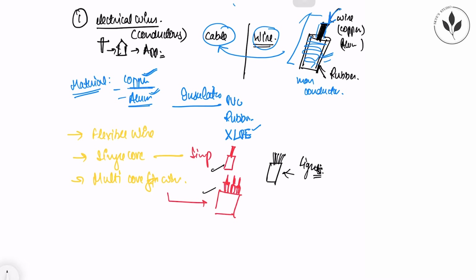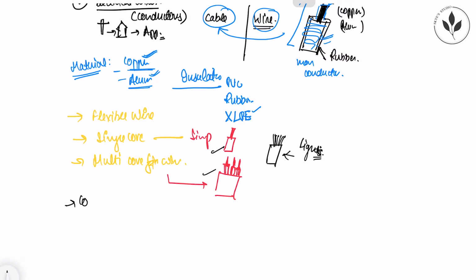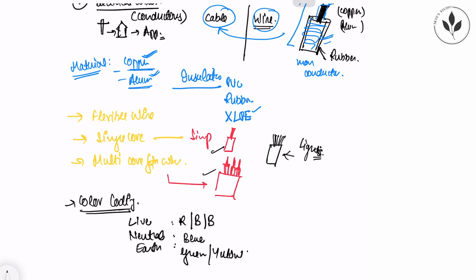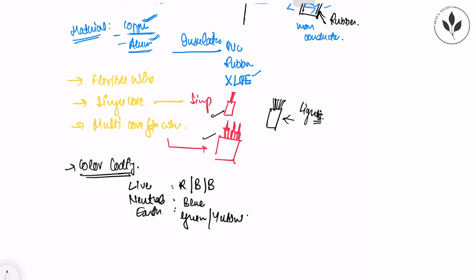Now, in the wires, there is a thing called color coding, and according to standards, we have three types of wires, which is the live wire, neutral wire, and the earth wire. Live wire is generally red, brown, or black. Neutral is always blue, and earth is always green or sometimes yellow. So these are the conductors which are used so as to transfer electricity.